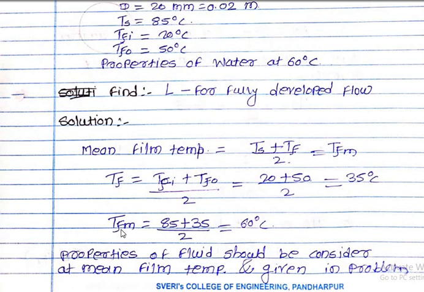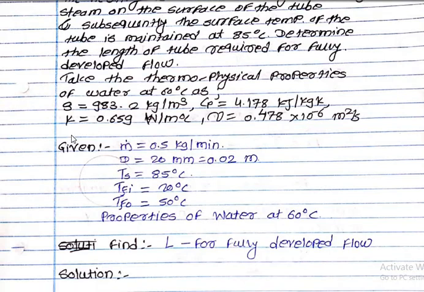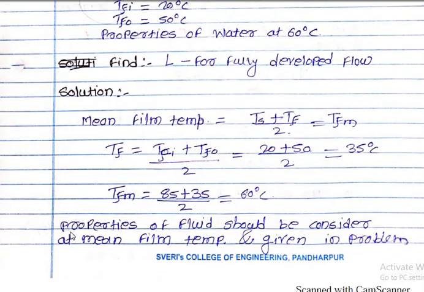So the mean film temperature can be determined by considering the fluid temperature as 35 degrees Celsius and the surface temperature as 85 degrees Celsius. We can write the mean film temperature as 85 plus 35 divided by 2, which is equal to 60 degrees Celsius. Properties of fluid should be considered at the mean film temperature, and in the problem the properties are provided at 60 degrees Celsius only. So we take the thermophysical properties of water at 60 degrees Celsius, and we can consider these properties for this particular problem.